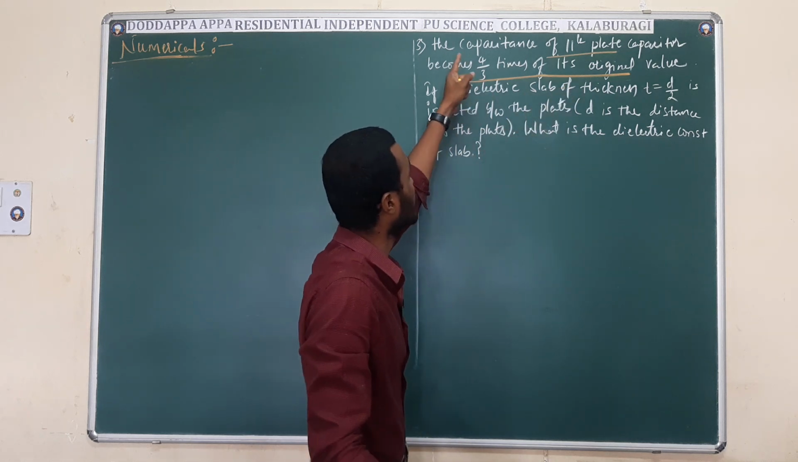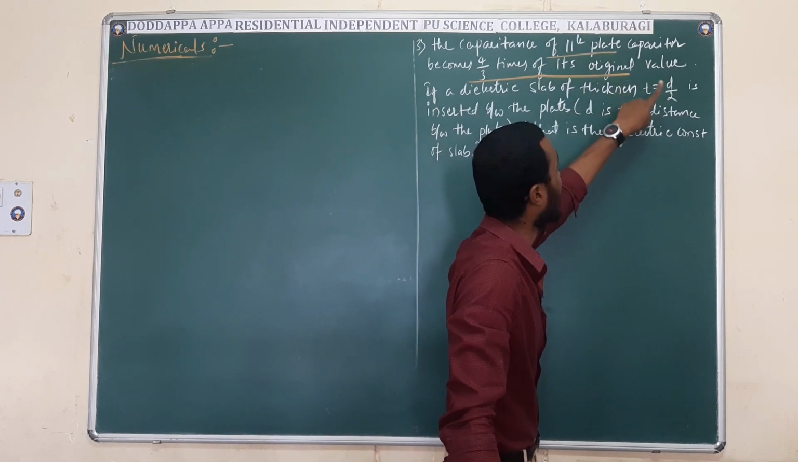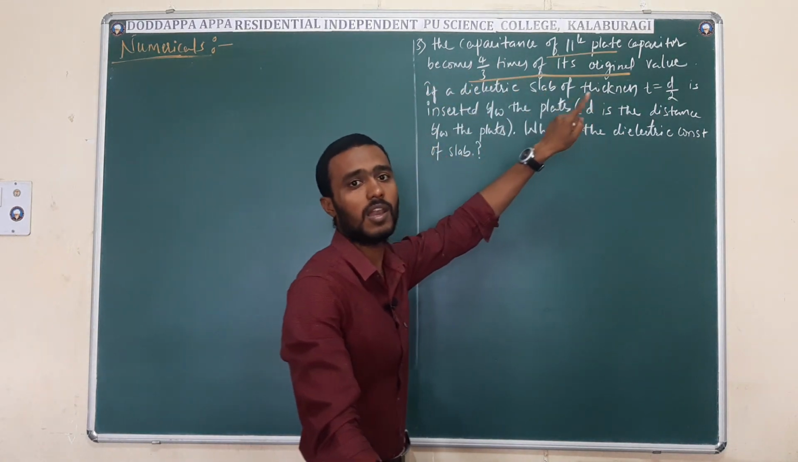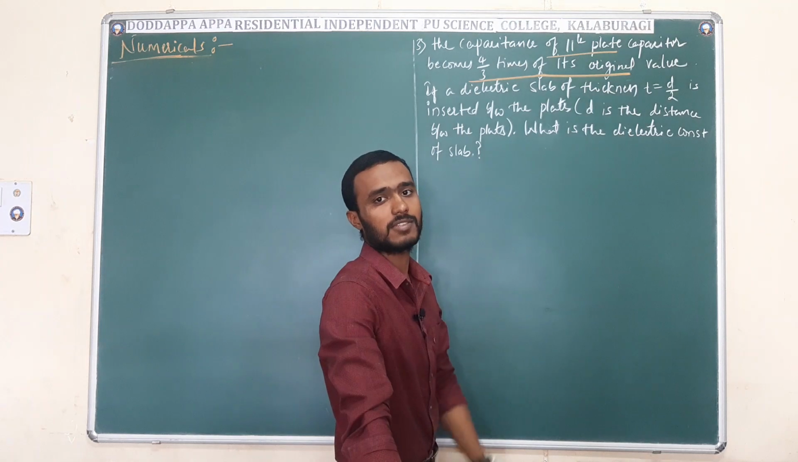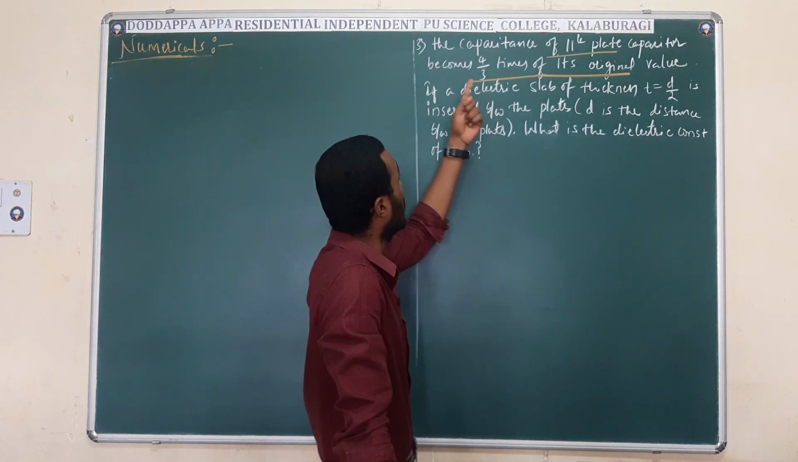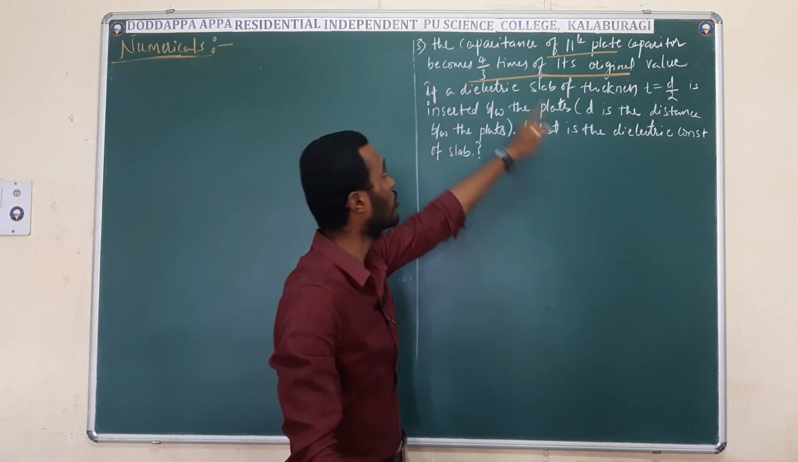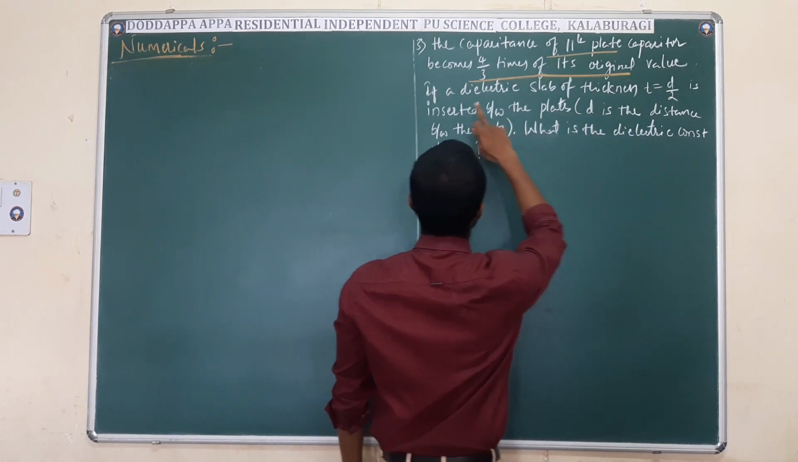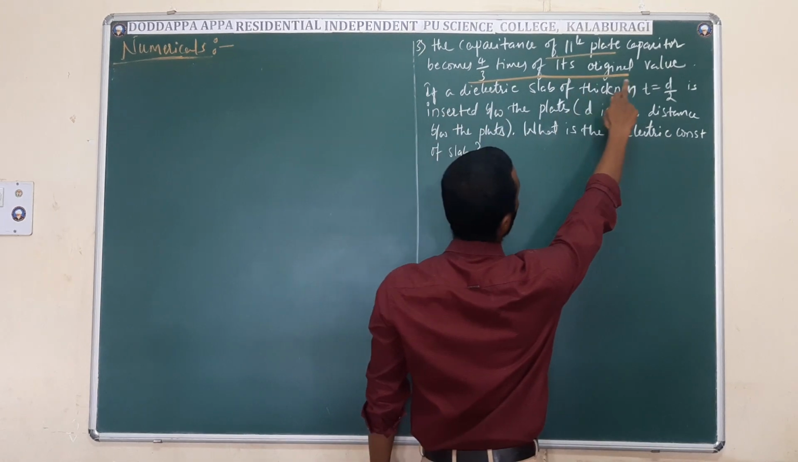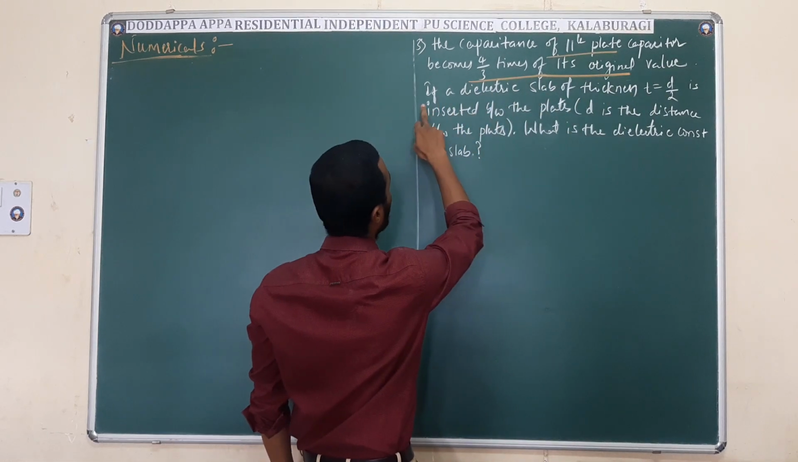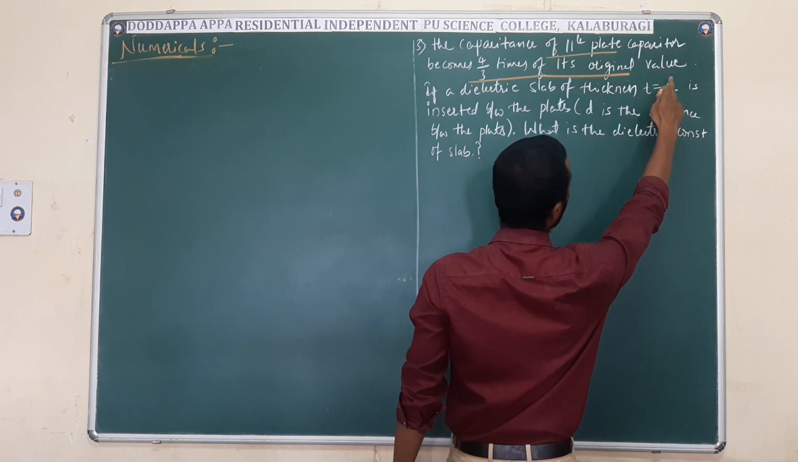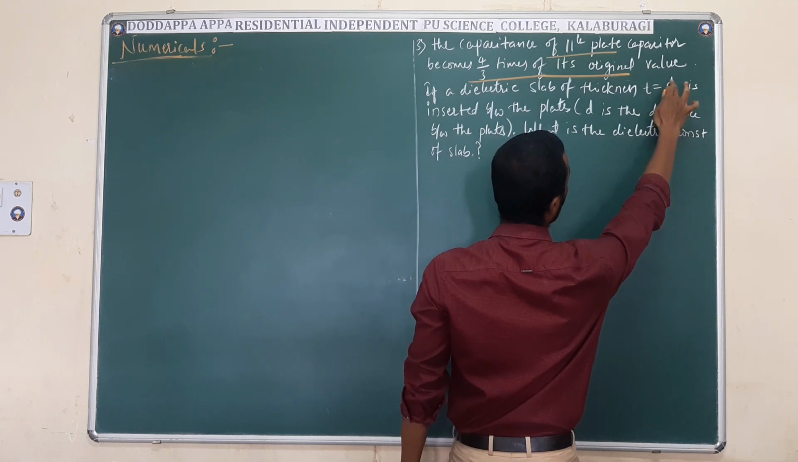Once more I will read the question. The capacitance of a parallel plate capacitor becomes 4/3 times of its original. Let us assume the original capacitance was C. Now after the change, C dash is equal to 4/3 into C. That is its original value, full stop, continue. If a dielectric slab of thickness t is equal to d/2.